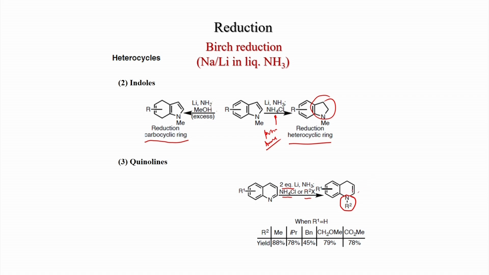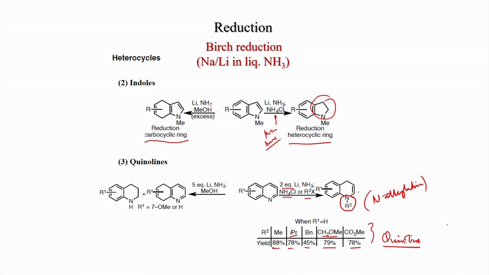So, this is like an enamine system here, and now you can see if R1 is equal to H, that means this is with quinoline only. If you do the reaction with quinoline and then different alkyl halides, suppose iodomethane, 88% yield, and the alkylation happens on the N atom. So, N-alkylation is happening, like isopropyl 78%, benzyl group 45%, CH2OMe 79%, CO2Me 78% yield. So, here N-alkylation is happening.